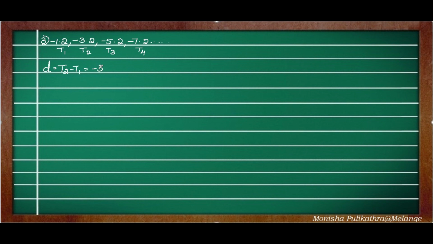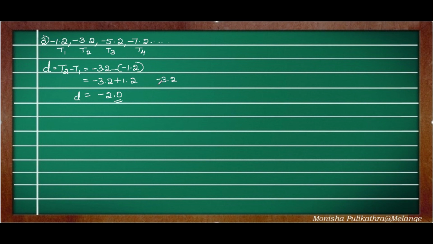Here T2 is minus 3.2. When they give minus in the question, you have to be extra careful, because in the formula itself there is a minus, and T1 also has a minus. If that is the case, you need to put a bracket and then write it. So minus 3.2, minus into minus is plus 1.2. So 3.2 plus 1.2. So the answer is minus 2.0. So this is the first common difference.